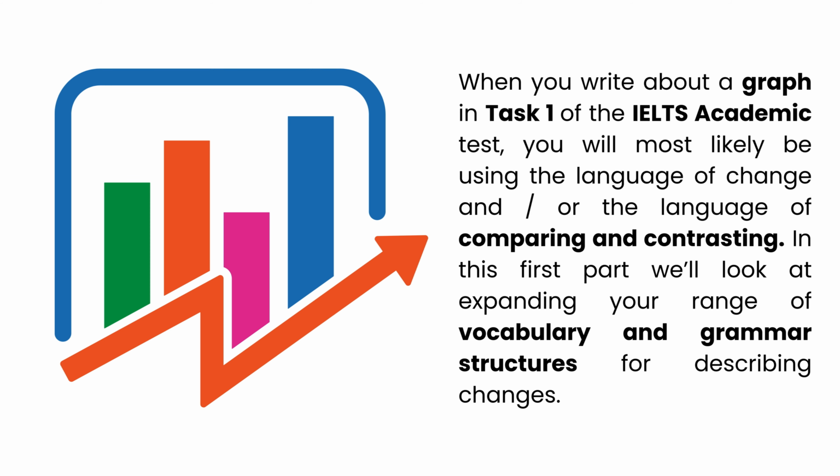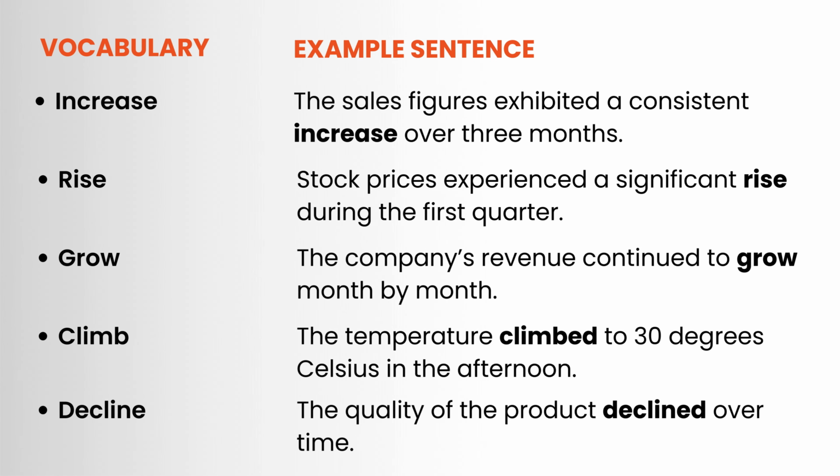Some of the common vocabulary and example sentences for graph description. Increase. The sales figures exhibited a consistent increase over 3 months. Rise. Stock prices experienced a significant rise during the first quarter. Grow. The company's revenue continued to grow month by month. Climb. The temperature climbed to 30 degrees Celsius in the afternoon.